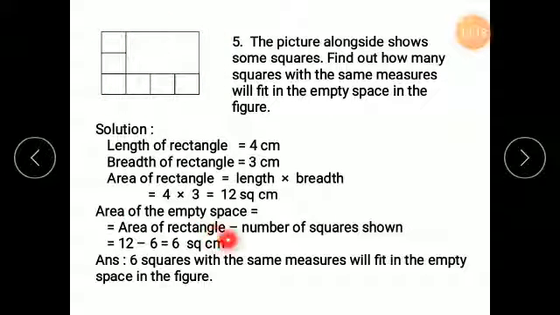So area of a rectangle minus number of squares shown. So 12 is the area of the rectangle and number of squares shown, कितने squares है? 6 है. So 12 minus 6 will be 6 square centimeter. Hence 6 square centimeter है, माने कितने squares होंगे उसके centimeters के? 6 squares. So 6 squares with the same measures will fit in the empty space in the figure.